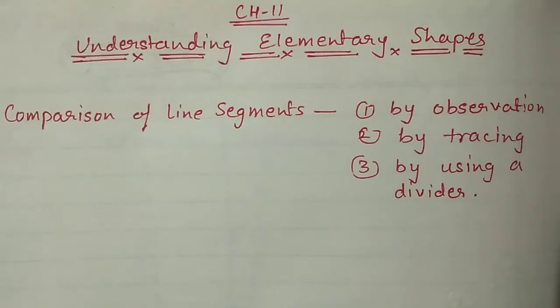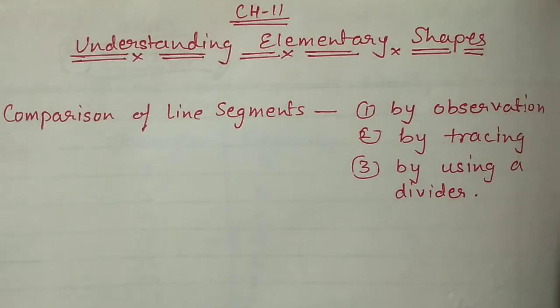Hello students, today we are going to start chapter number 11, Understanding Elementary Shapes. All the shapes that we see around us are formed using lines or curves. We can see different types of planes, open curves, closed curves, line segments in our surroundings. If we observe them carefully, then we will find they have different sizes and measurements. And in this exercise 11.1, you will learn comparing and measuring of line segments.